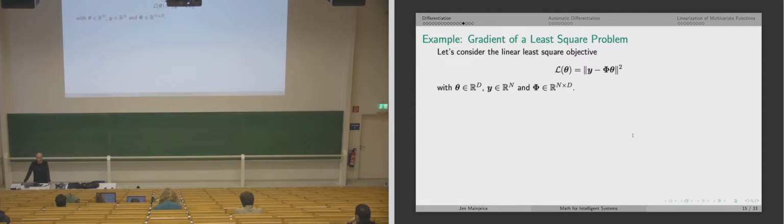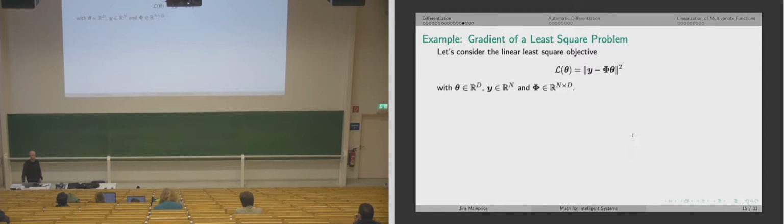There's no epsilon here. So here we just have a function, and the goal of linear least squares problems is to find the parameterization of the function such that it minimizes the square distance to the target y.